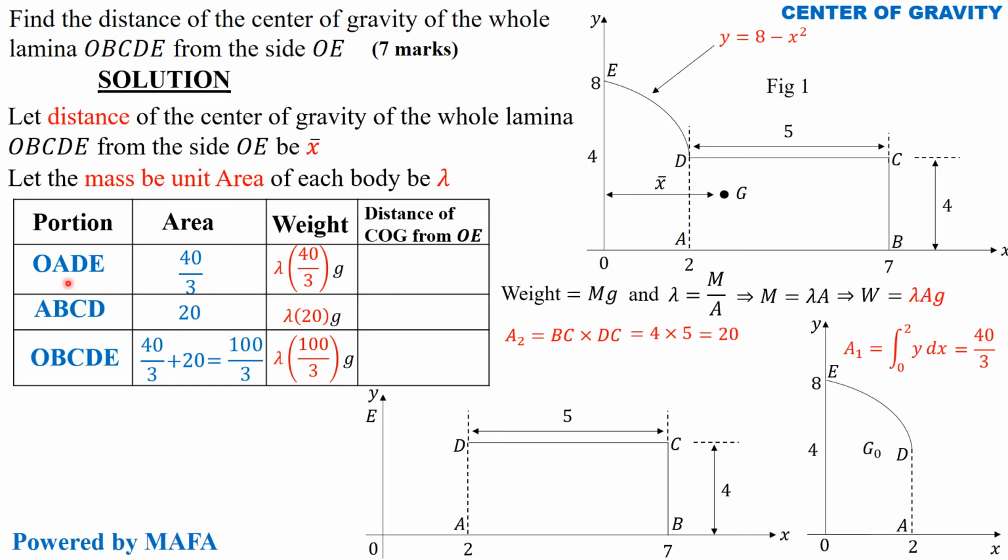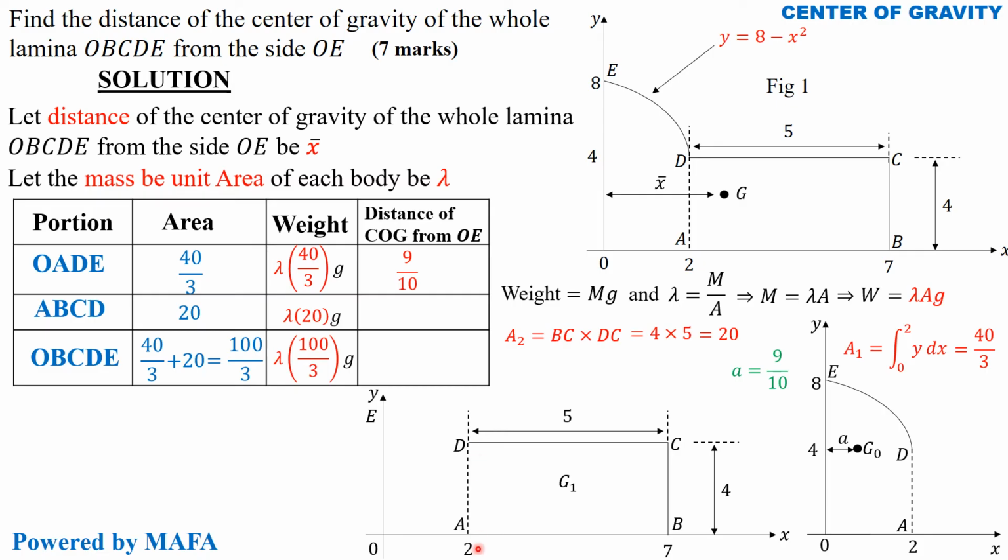So for the portion OADE, we calculated it in the first question, and the distance was A, because the coordinate of the centroid is equivalent to the coordinate of the center of gravity. So here we have a distance of A from the side OE, and we found the value of A, and it was 9 on 10. So we can input that into our table.